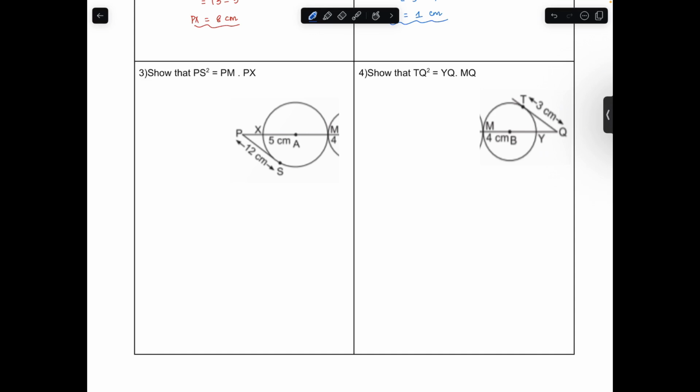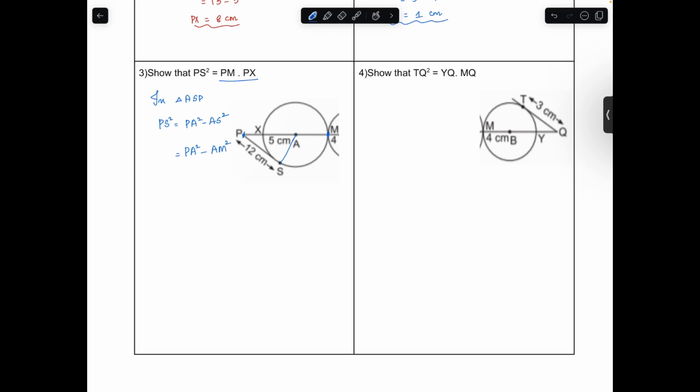Question number 3. Show that PS square is equal to PM into PX. PS, PM, PX, all these three lie in the bigger circle. So let's consider the bigger circle to solve this question. In triangle ASP, by Pythagoras theorem, PS square is equal to PA square minus AS square. If we observe the statement to be proved, PM and PX both lie on the segment PM. So let's replace AS with AM. So this can be rewritten as PA square minus AM square.